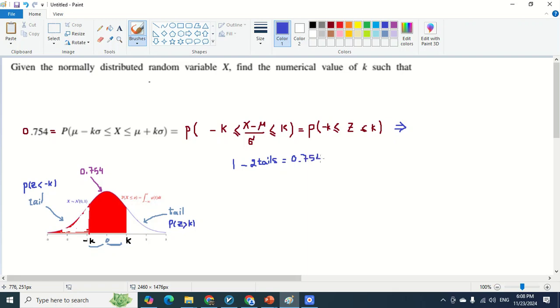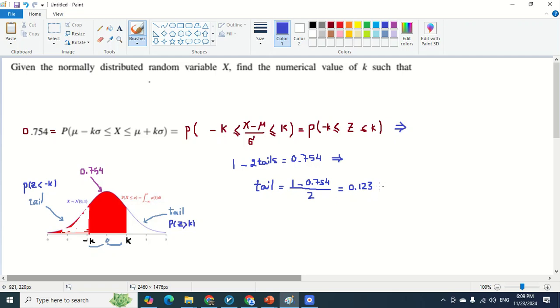Right now I can evaluate the area of each tail as well. The area of any tail over there can be calculated as 1 minus 0.754 over 2. In this way I calculate the area of one tail. If you calculate that one, you will find the value as 0.123.